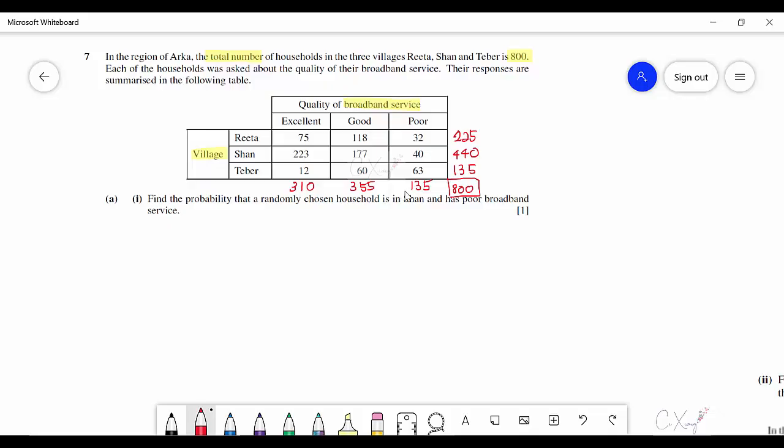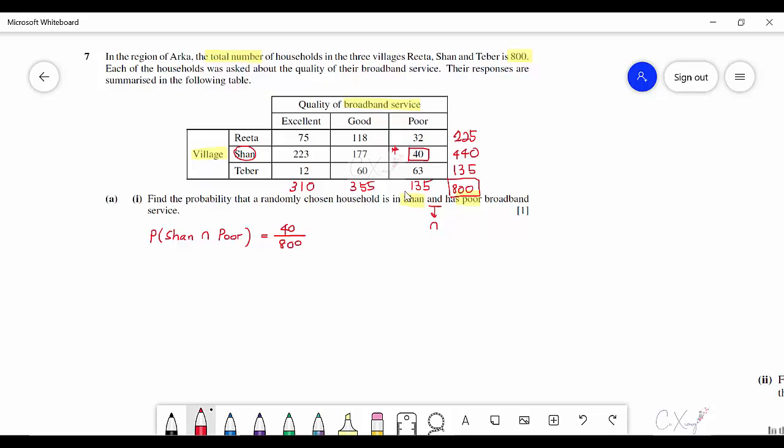All right, so now for the first question here, what they want us to find is the probability that a randomly chosen household is in Shan. And so you see the word and means that they are looking for the intersection. So it is from Shan and also has poor broadband service. So for this question itself, they are asking for Shan intersect with poor. Okay, so which cell we should look at? You look for the Shan and also poor, which is 40. So 40 is the value, okay, divided by the grand total 800.